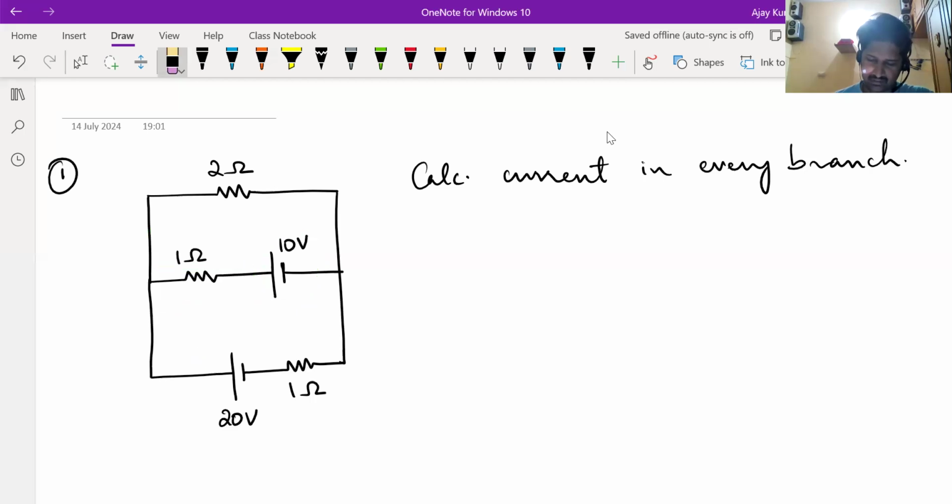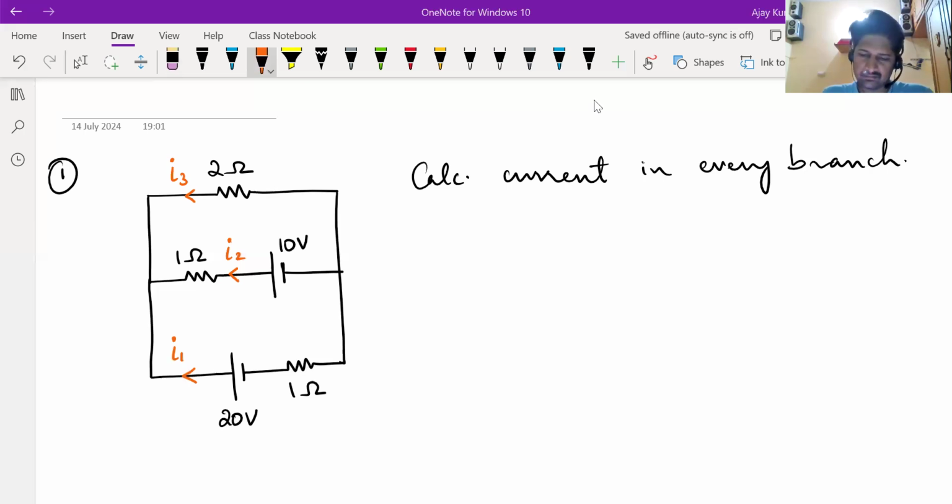You can assume current to be flowing in whichever direction you want. If it's actually flowing in the opposite direction, you will get a negative answer. That's all. Okay, fine. So let's begin. In the bottommost branch, let's take the current as I1. In the middle branch, let's take the current as I2. And in the third branch, let's take it as I3. 3 branches, 3 currents. And to calculate 3 currents, 3 unknowns, we'll need 3 equations.